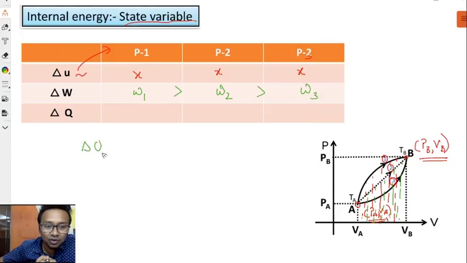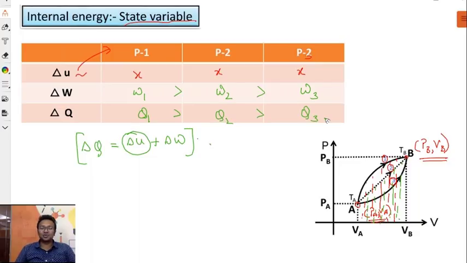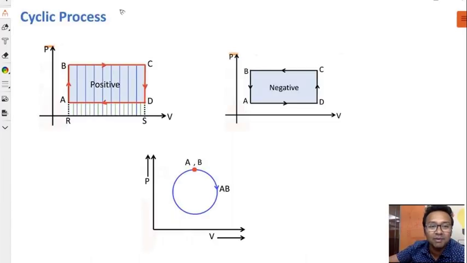And since delta Q is equal to delta U plus delta W, and delta U is the same for all of them, then Q1 will be greater than Q2, which will be greater than Q3. I hope everybody has understood this relation for the three different processes that we have shown here: through process 1, process 2, and process 3, how your delta U, delta W, and delta Q are changing, my dear students. Okay, let's move ahead, friends, and look at a few questions here. But before that, we need to understand what cyclic processes are like.